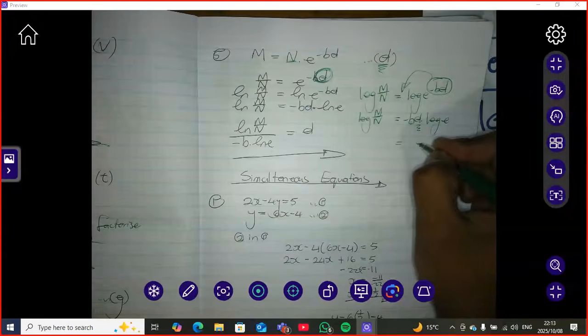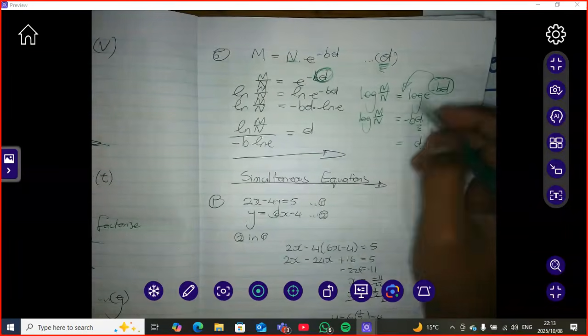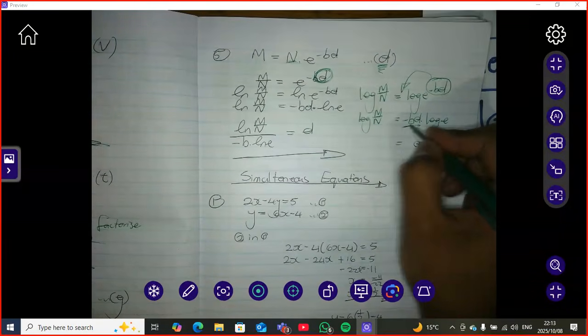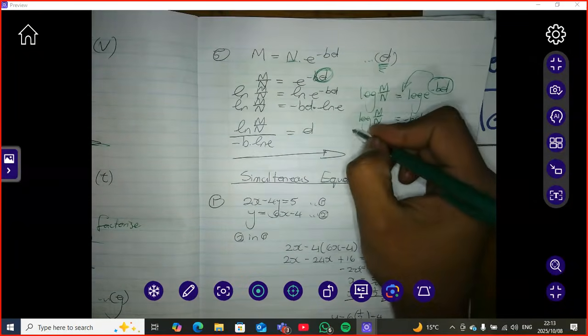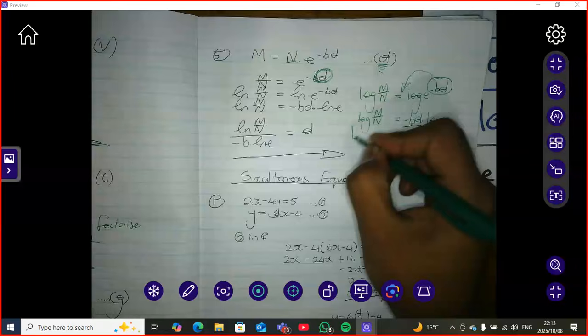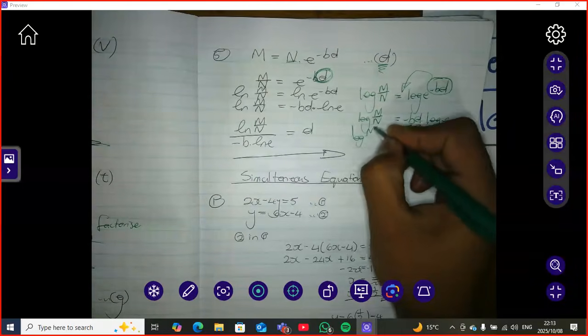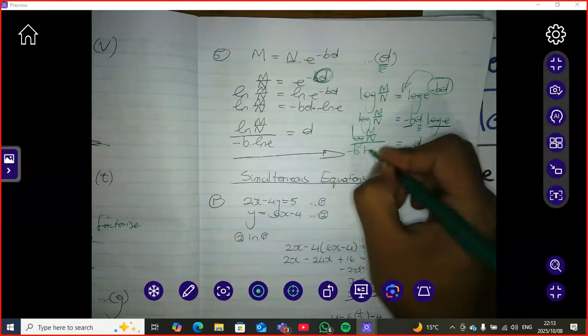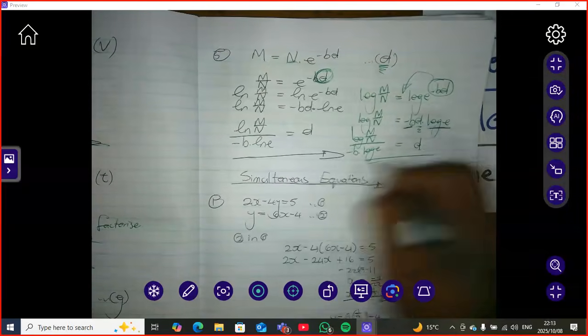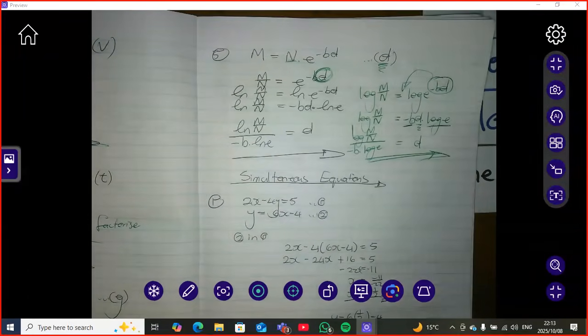So to get my D alone, I must divide with minus B log E. So it's going to look like this: log M over N divided by minus B log E, and then I'm finished. Simple, right? Very, very simple.